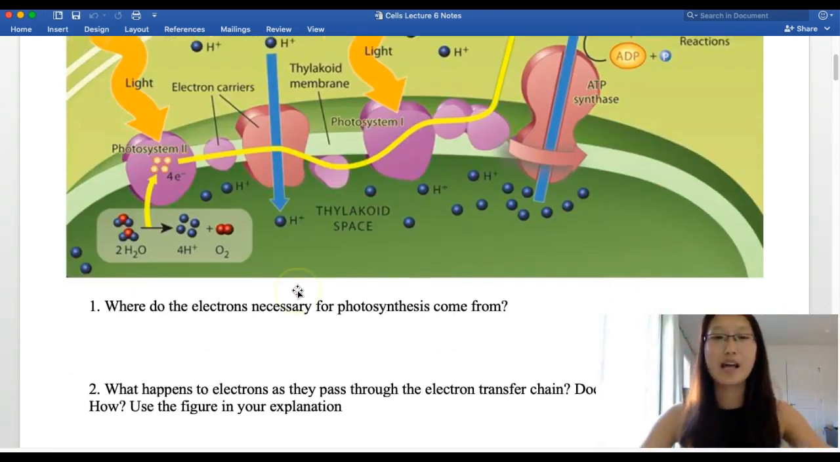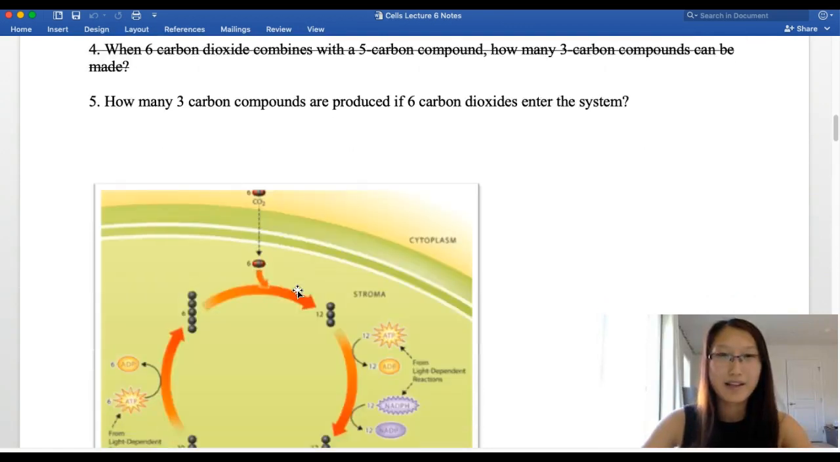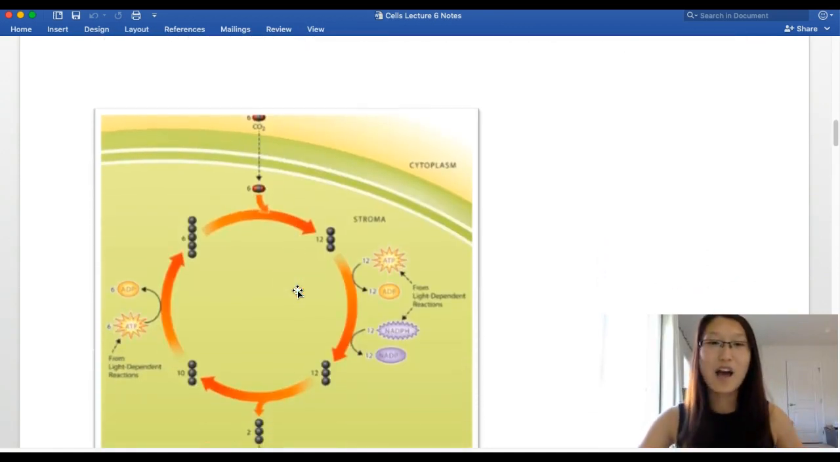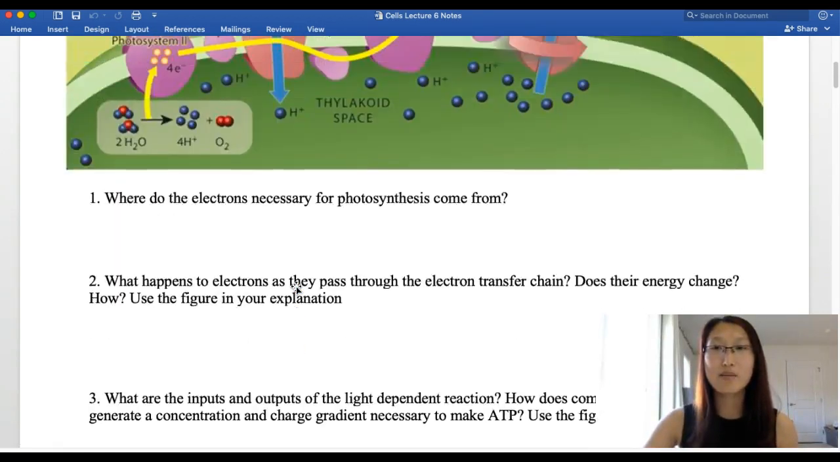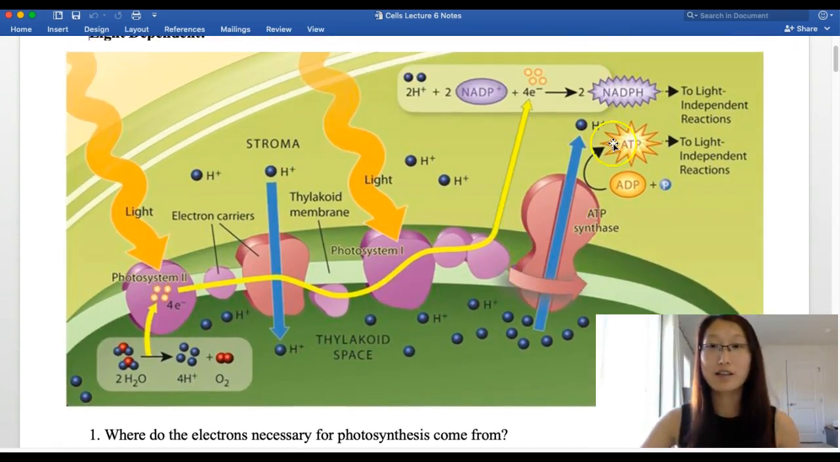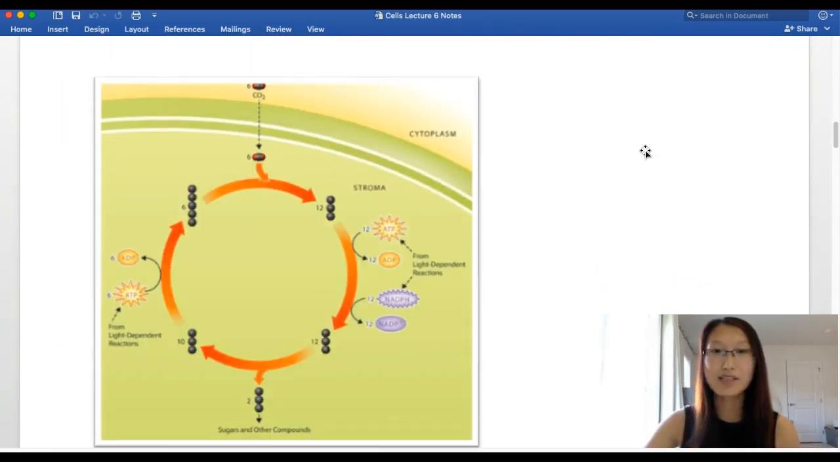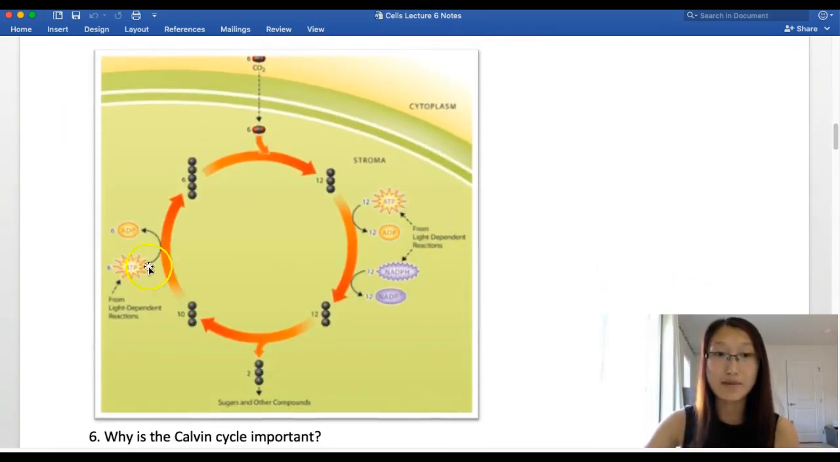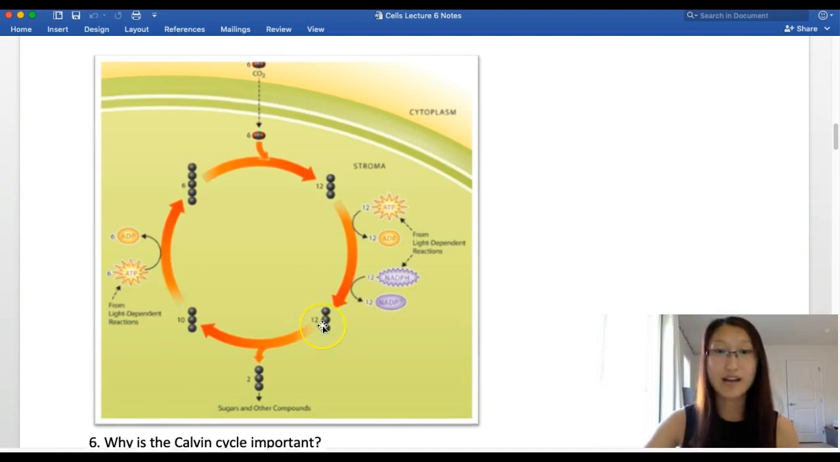All right, this next step is the Calvin cycle. So the Calvin cycle takes in the products of the light dependent reaction, which are ATP and NADPH. So as you can see right here, there's ATP and NADPH used throughout the entire Calvin cycle.